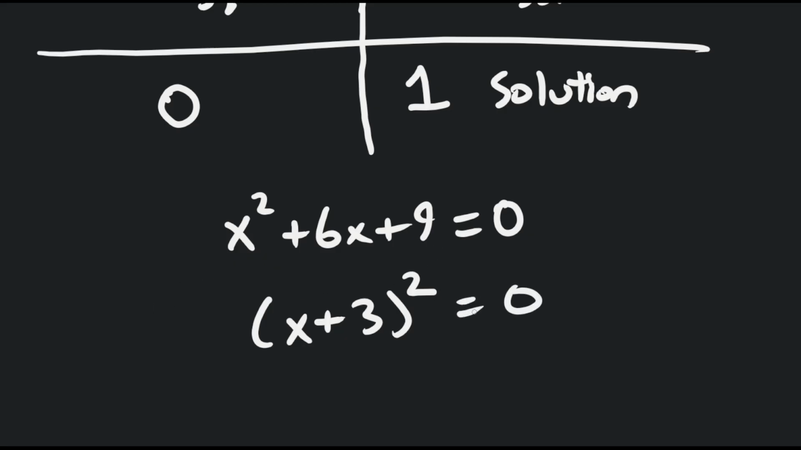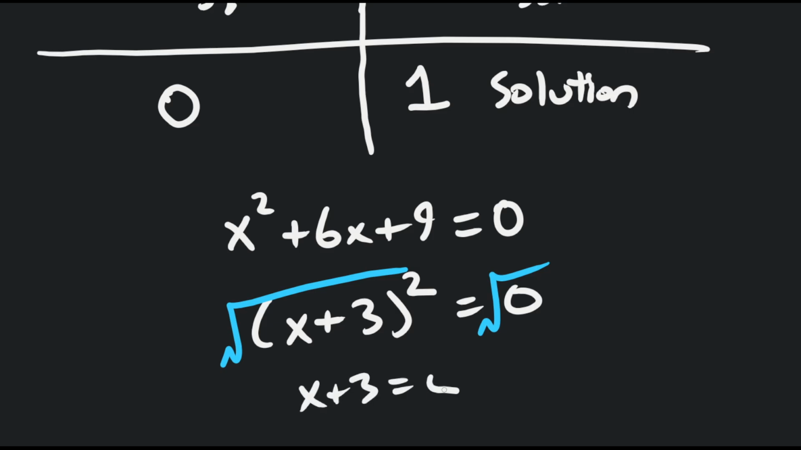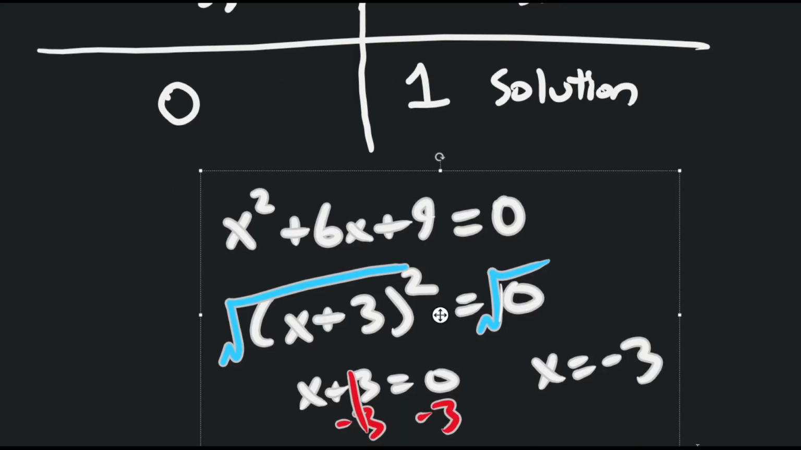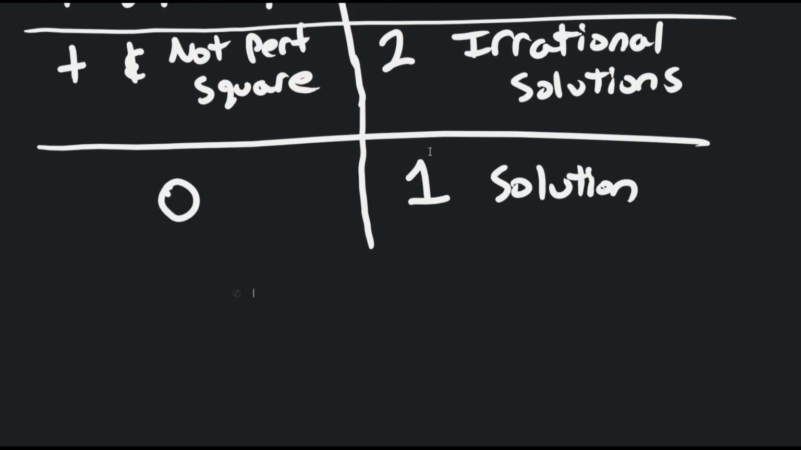And then if you go ahead and continue solving this just normally, so take the square root, and you have x plus 3 equals 0, and you subtract 3 on both sides, you will have x equals -3. So you just have one solution. So you have one solution, and the quadratic you're dealing with is a perfect square trinomial if the discriminant is 0. So our discriminant is 0, so that's what that means.